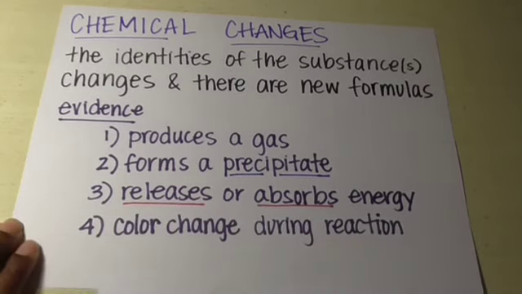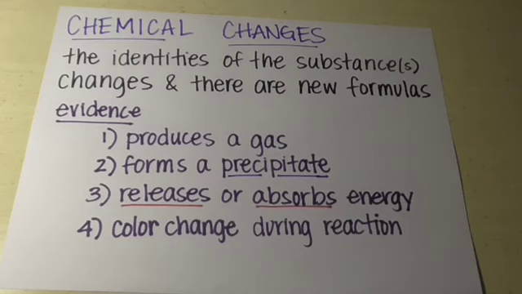Last but certainly not least, a color change during a reaction. This color change is one that is surprising. If I mix yellow and red, I'm expecting to get orange. That's not a surprise. But if I mix yellow and red together and I get blue, that's an indication that a chemical change has occurred. Hopefully throughout the week we'll give you a chance to see a couple of those different types of reactions.